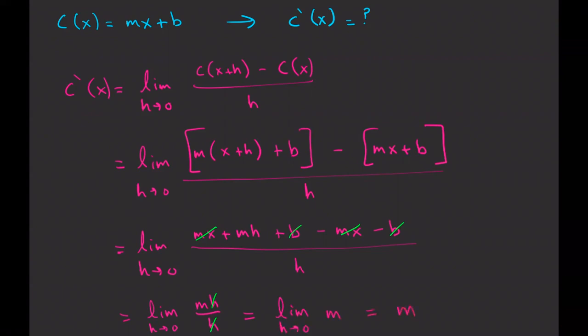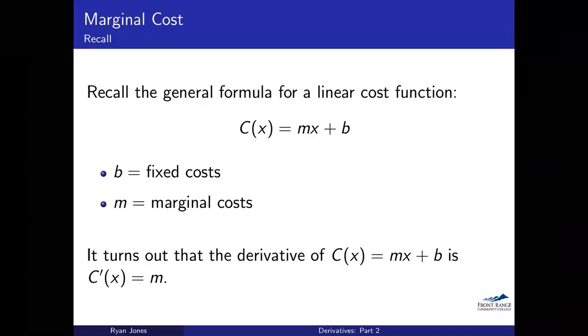And we can do our direct substitution there and just get m. And then we're good. So we've confirmed that is in fact our answer. And so that's exactly why, in the case of this linear cost function, we call that m marginal cost, because that's exactly what it is. It is the marginal cost, C prime. Great, so we've got that.